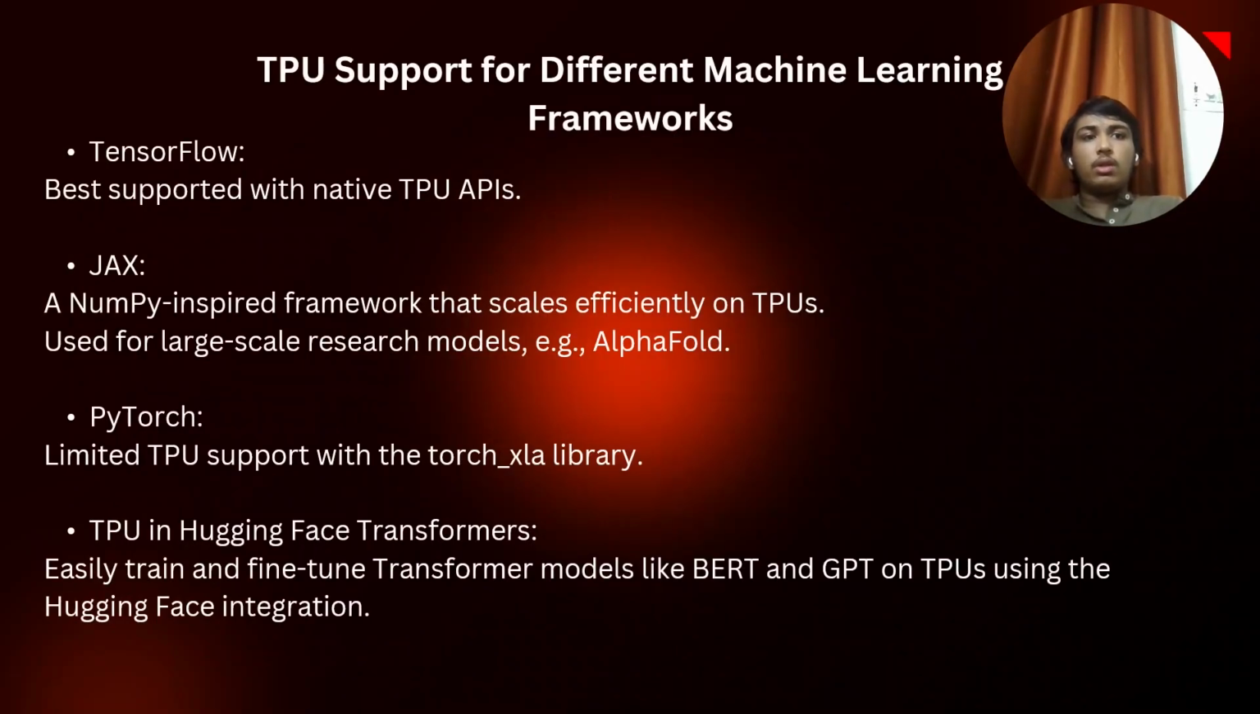TPU support for different machine learning frameworks. TensorFlow is best supported with the native TPU API. JAX is a NumPy-inspired framework that scales efficiently on TPUs and is used for large-scale research models. AlphaFold is the best example. PyTorch has limited TPU support with the torch_XLA library. TPU with Hugging Face Transformers: easily train and fine-tune transformer models like BERT and GPT on TPUs using Hugging Face integration.